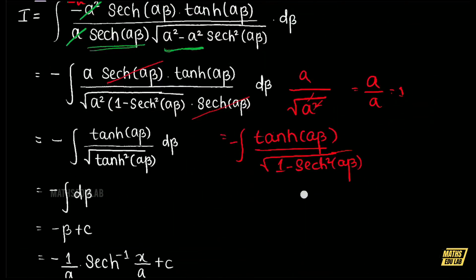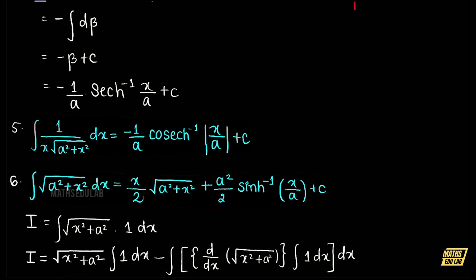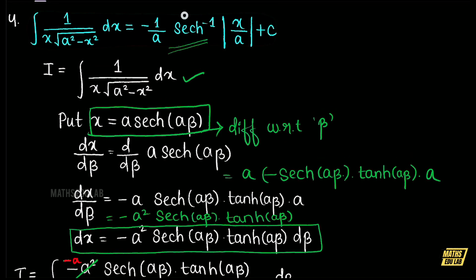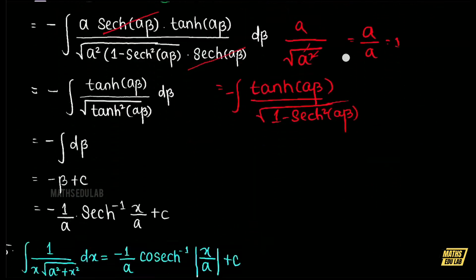In the same way, you have to do for the fifth formula, that means integration 1 upon x root over a square plus x square dx, which is equals to minus 1 upon a cosech inverse x upon a plus c. So if you see here, since it is in the sech inverse, I have taken x is equals to a sech a β. Similarly, in the next formula, we can take x is equals to a cosech a β. So on using that, you can solve the next formula.